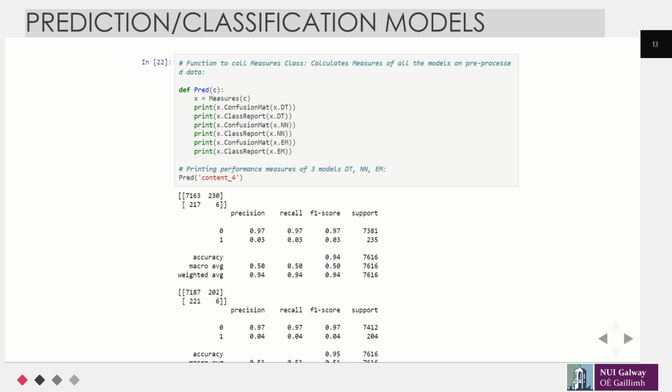This function will call all classes and functions to perform all the tasks of data mining, from pre-processing to the final classification report. We just need to specify the content card name in the parameters. In this case, that is content_4.